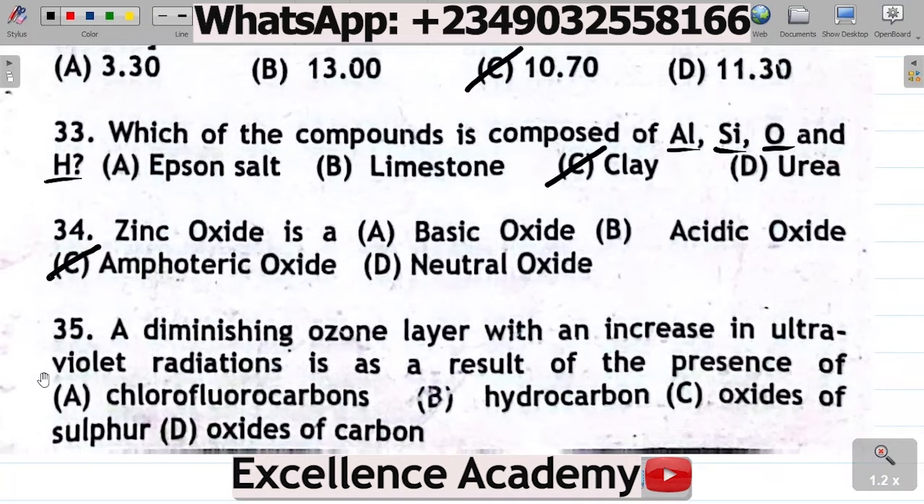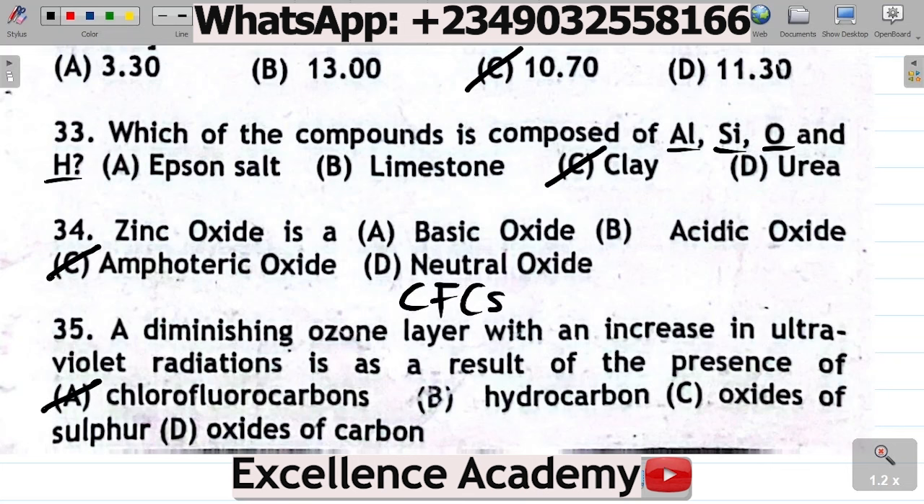Next up, question 35. 35 says a diminishing ozone layer with an increase in ultraviolet radiation is a result of the presence of A. Chlorofluorocarbons, B. Hydrocarbons, C. Oxides of sulfur, D. Oxides of carbon. For question number 35, the correct answer is A. Chlorofluorocarbons. These are known as CFCs.